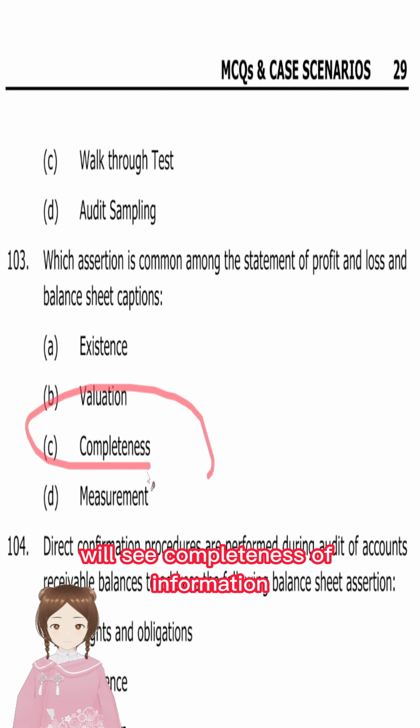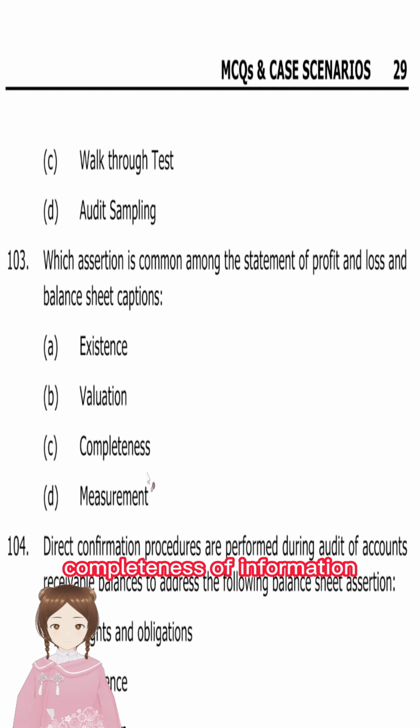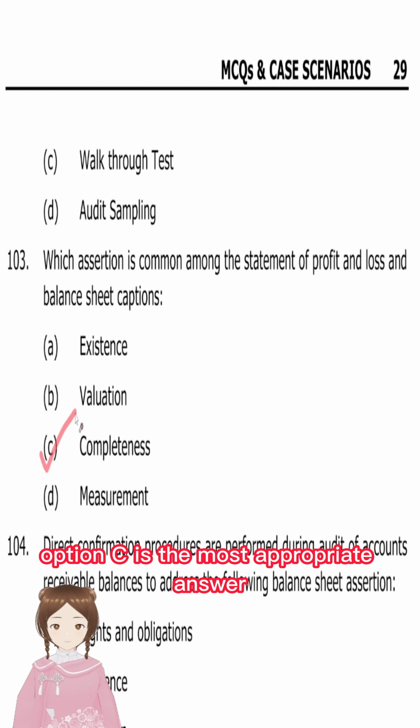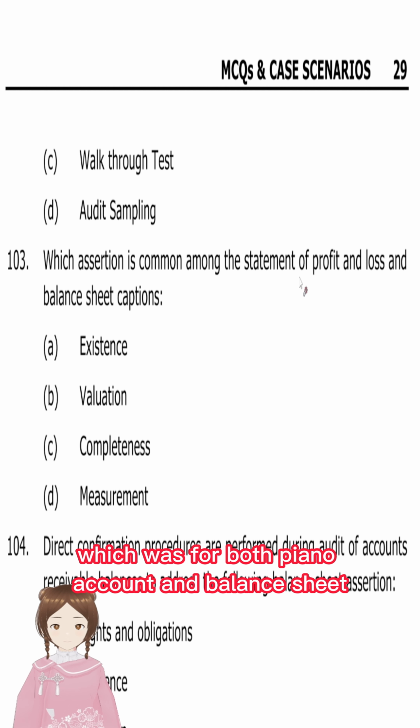We'll see completeness of information with regards to transactions, assets, liabilities. So option C is the most appropriate answer. Completeness is the assertion in common, which was for both P&L account and balance sheet.